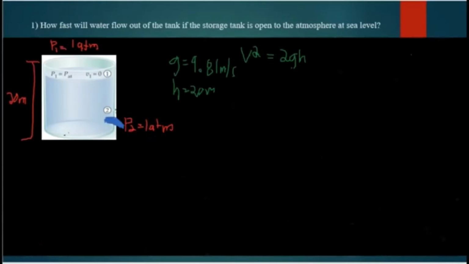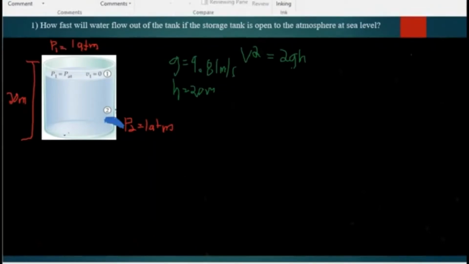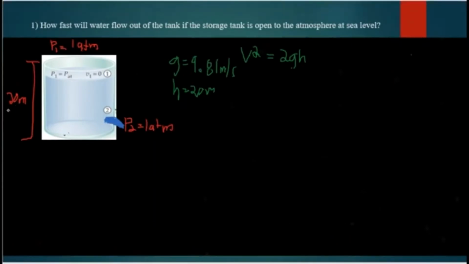In this problem, we will solve number 1. How fast will water flow out of the tank if the storage tank is open at the atmosphere sea level? So first, we need to analyze the picture. And then, we have a given of 20 meters, that is the height. And then, we have a constant gravity of 9.81.